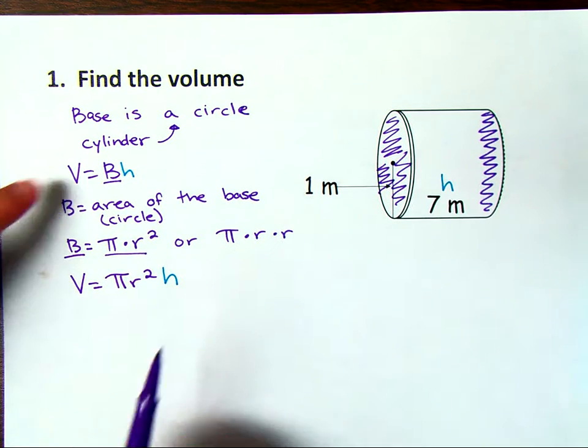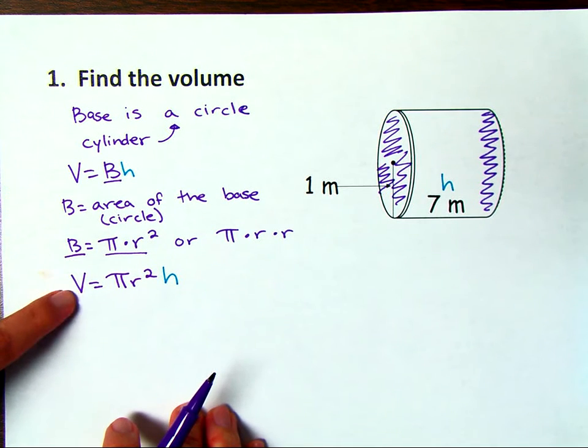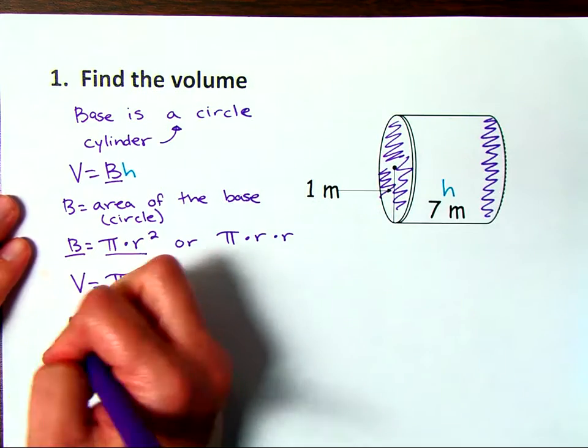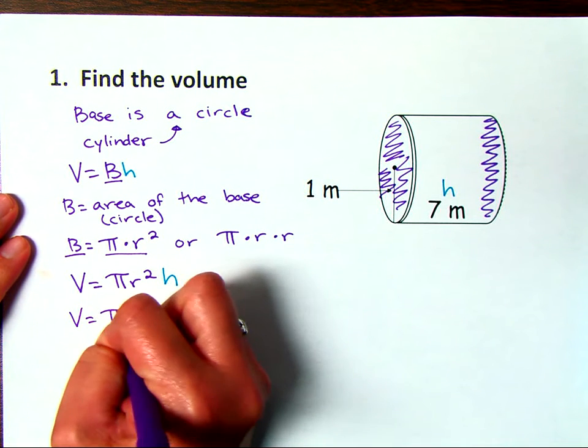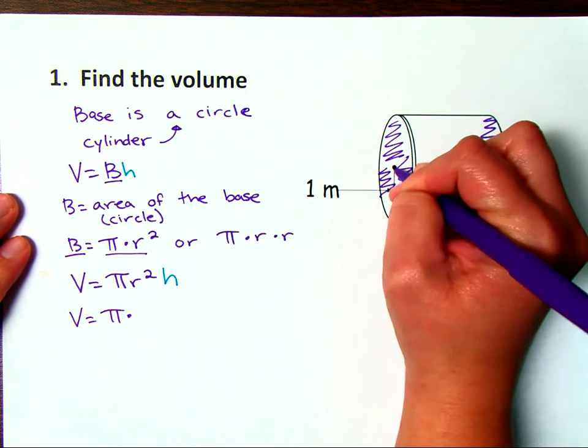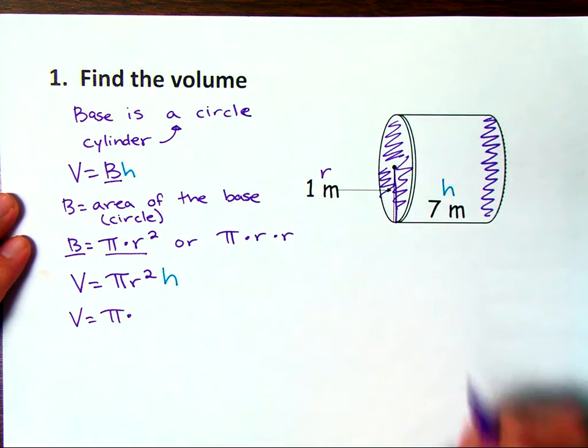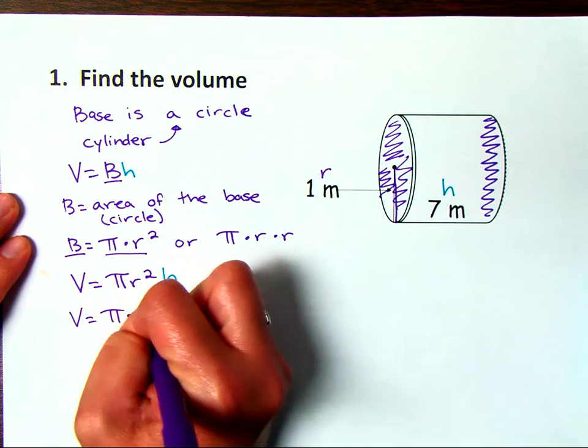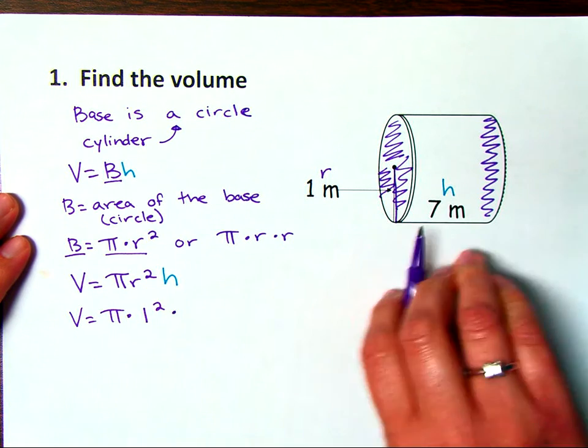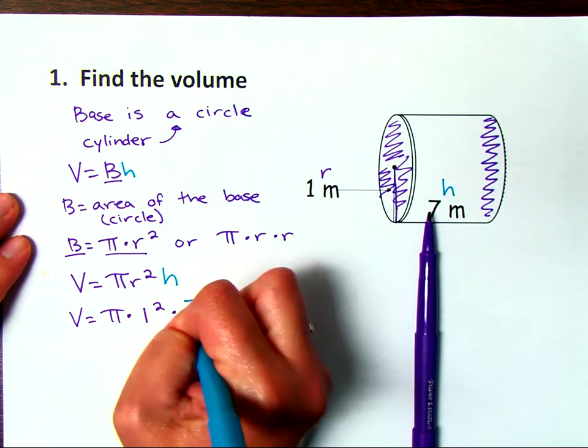So this is for a prism. This is for a cylinder. So it's kind of taking that one step further. So pi is your constant times the radius. Well, from the center to the edge, that is my radius right there. So 1 to the power of 2 times the height of the prism, which is 7.